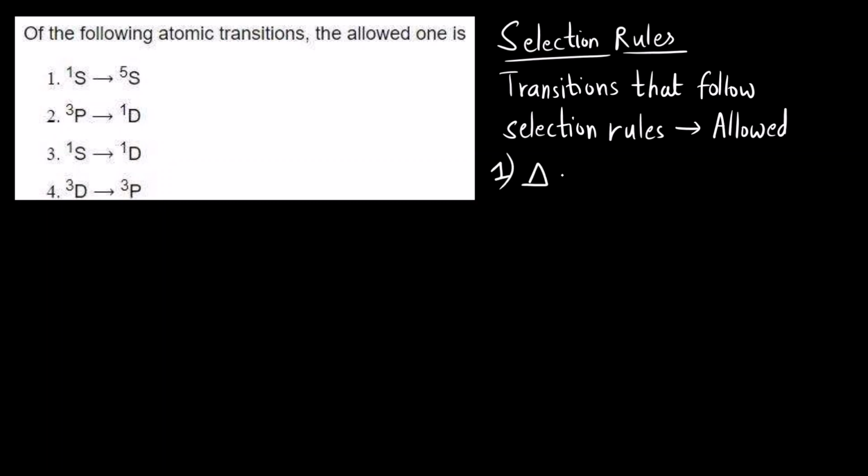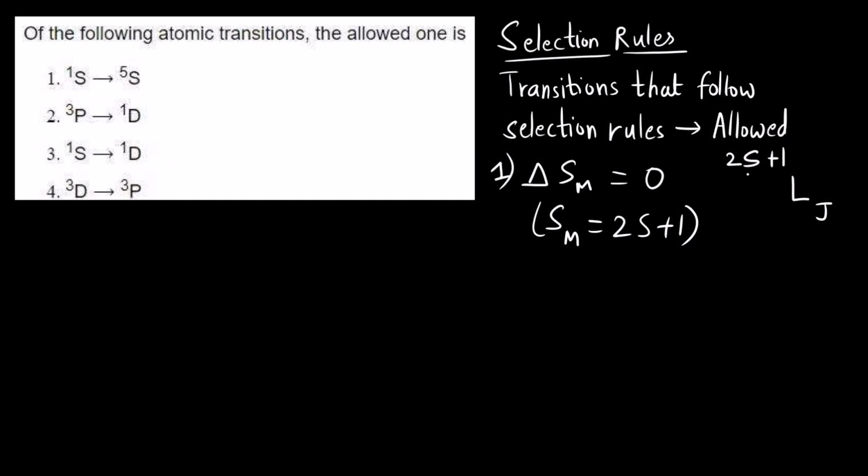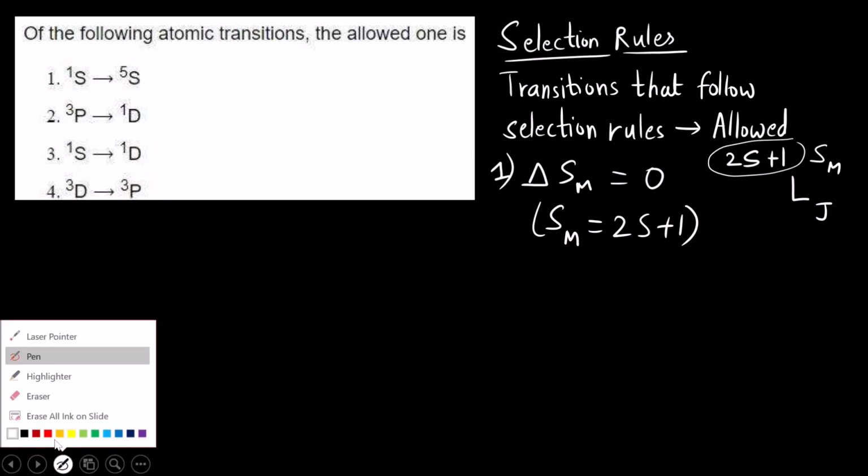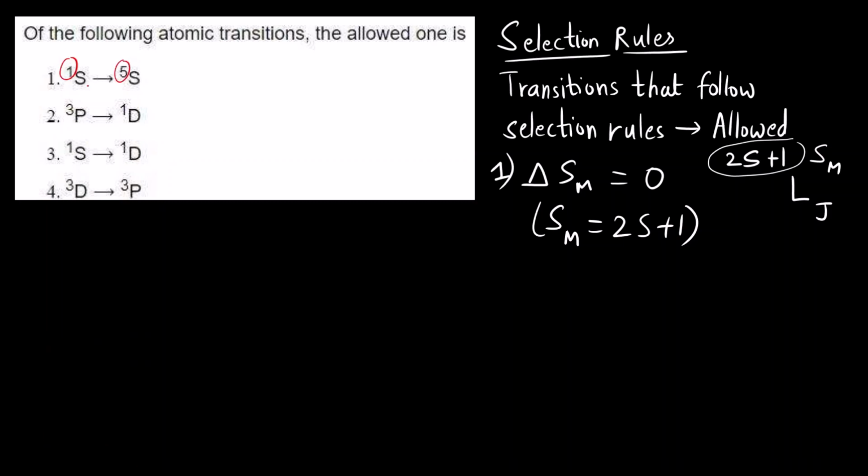First one is change in the spin multiplicity. It should be 0. Change in the spin multiplicity should be 0. What is spin multiplicity? It is 2 into total spin plus 1. If we write down the term symbol, the ground state term, what would it look like? 2S plus 1, L and J. This 2S plus 1 is nothing but the spin multiplicity. That is what we write as the superscript. So what is the spin multiplicity? For example, these are the spin multiplicities.